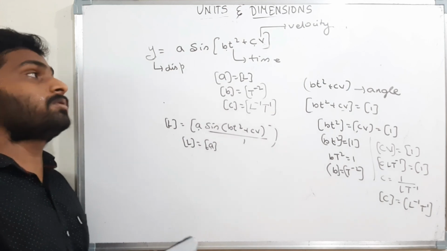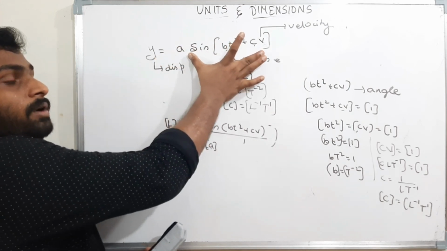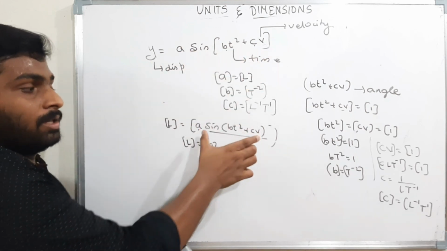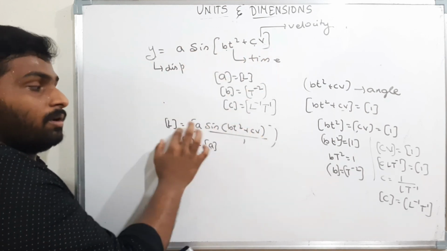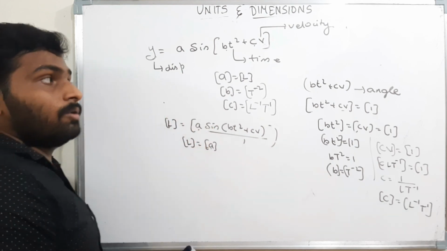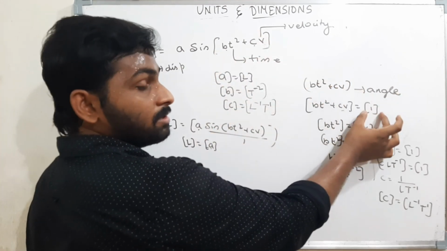I think it is clear how we solve this problem. The dimension formula for LHS must be equal to the dimension formula for RHS. Use that. And for sine, the dimension formula is 1. Therefore, L must be equal to the dimension formula for a. Therefore, a is L. Now, I am taking this one. This is an angle. For an angle, the dimension formula is 1.